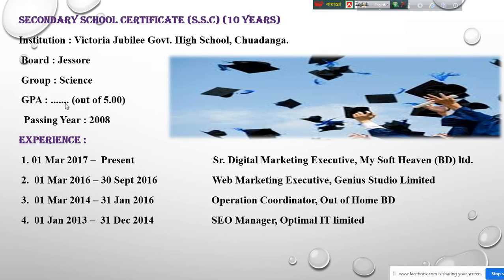If you achieve a golden GPA, then of course you will write here 5 out of 5. If you achieve 4, of course you will write 4 out of 5. Okay, and passing year 2008, and this is a very important template, that is experience or skills or professional experience. Whatever you have, you can write it down.